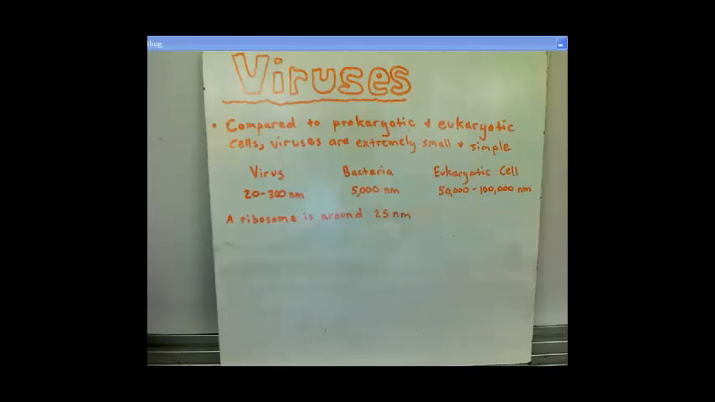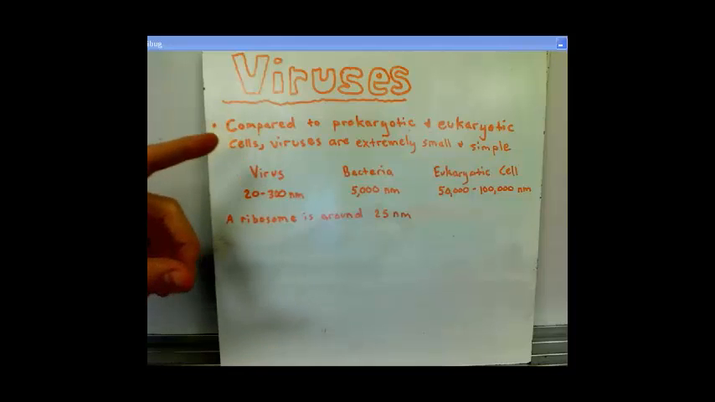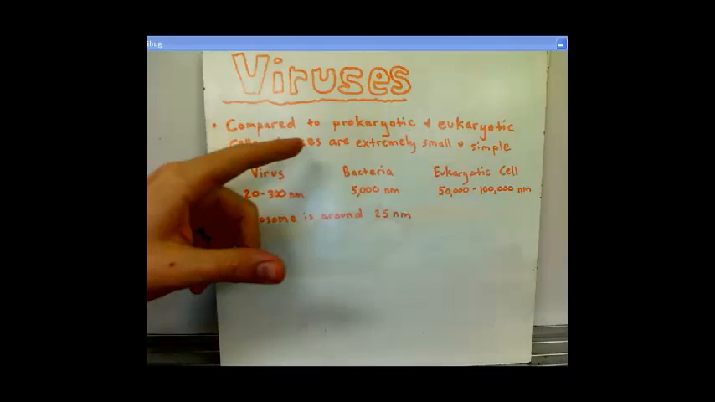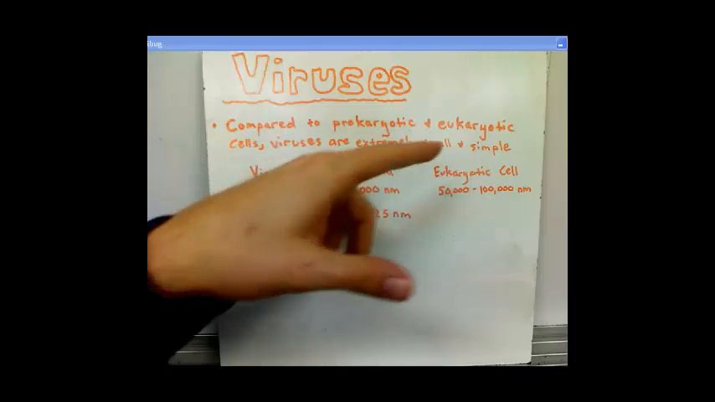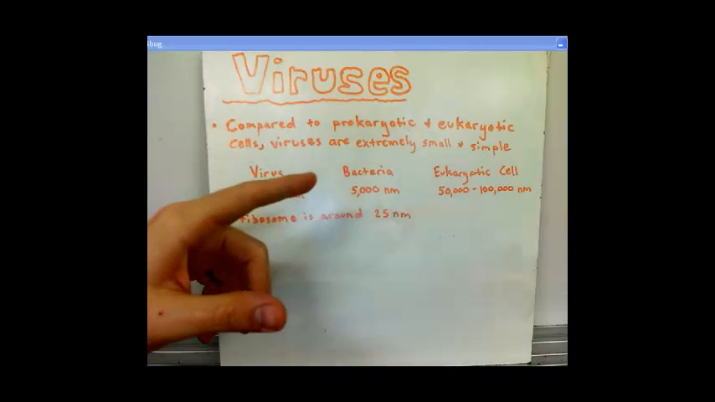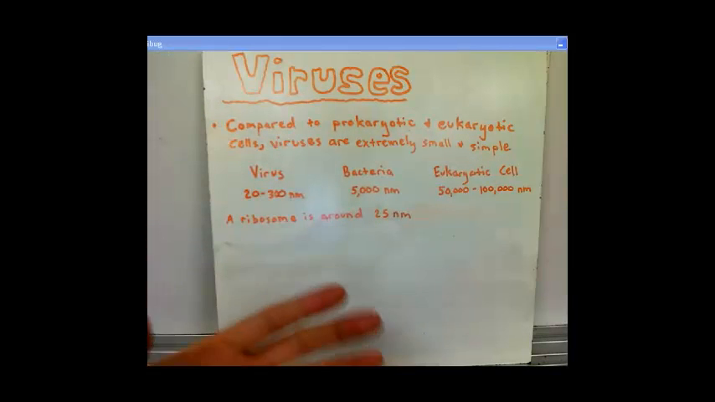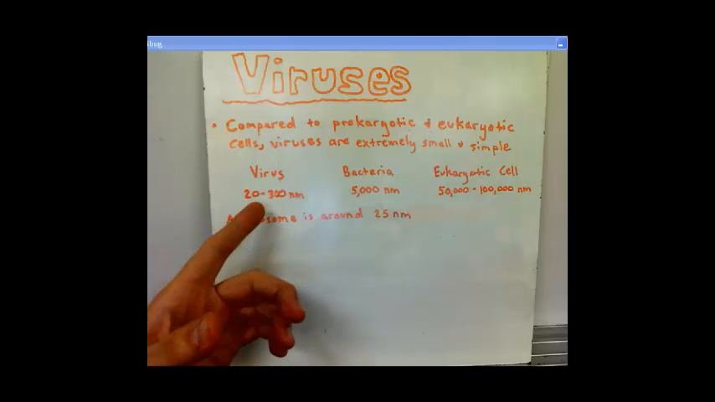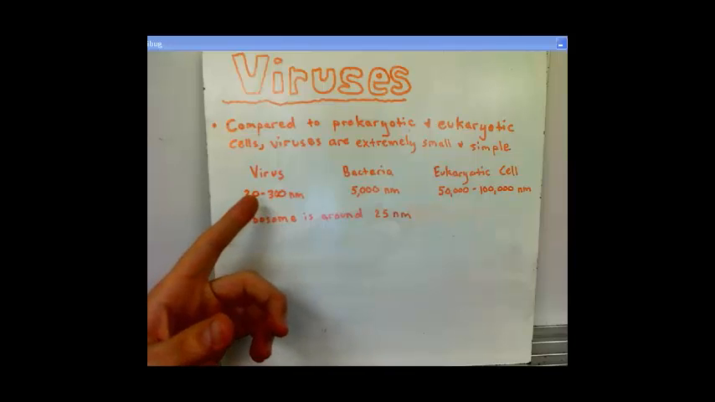All right, class. We are talking about viruses this unit. First, I just wanted to point out the size of the viruses. Compared to a prokaryotic or a bacteria cell and a eukaryotic cell, viruses are extremely small and extremely simple. A virus is only 20 to 300 nanometers. That's really tiny. That's so small you can't see it on a light microscope.